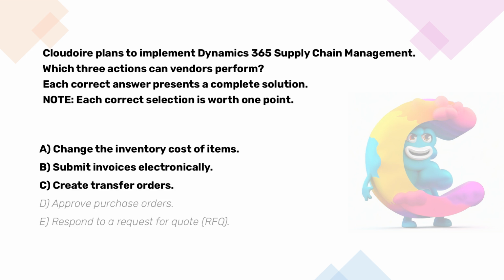The correct three actions that vendors can perform in Dynamics 365 Supply Chain Management include: A. Change the inventory cost of items. B. Submit invoices electronically. C. Create transfer orders. These options are directly related to managing inventory and vendor relationships within the supply chain context.